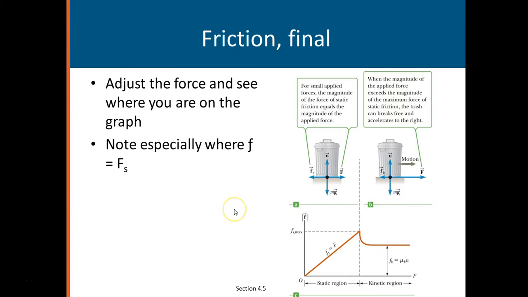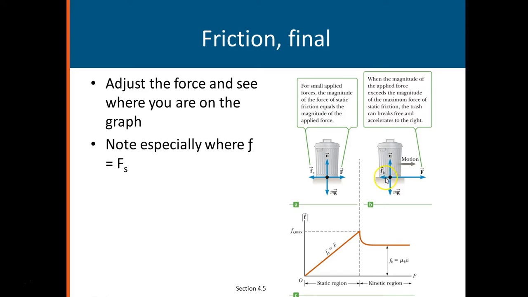So basically, we're just going to look at this overall. For small applied forces, the magnitude of the force of static friction equals the magnitude of the applied force. So here's a trash can, here's the weight, here's the normal force. As a force is applied, the static friction will just become equal to that force until it breaks through the maximum. As soon as it breaks through the maximum, that's when the thing will be in motion. And so as soon as it's in motion, now the friction is not static anymore, it's kinetic.